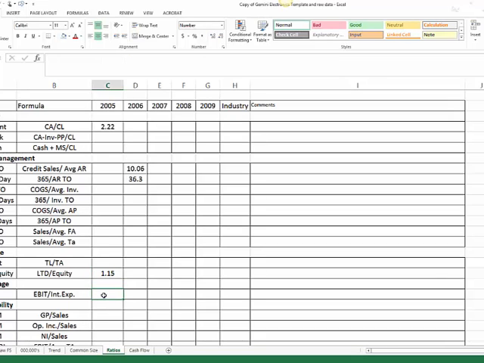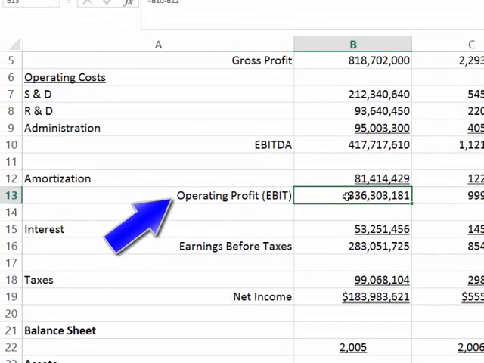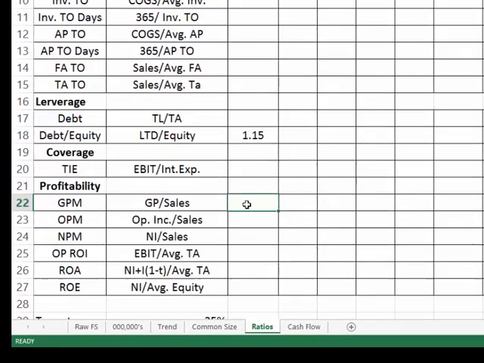Most people had no trouble with the times interest earned, which was the EBIT. EBIT we picked up from this number here, which is also known as operating profit. Most people had an easy time with gross profit over sales, operating income over sales, and net income over sales.